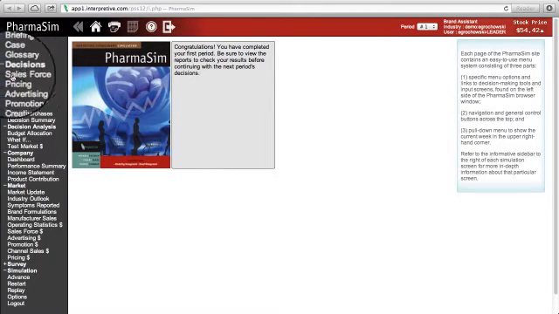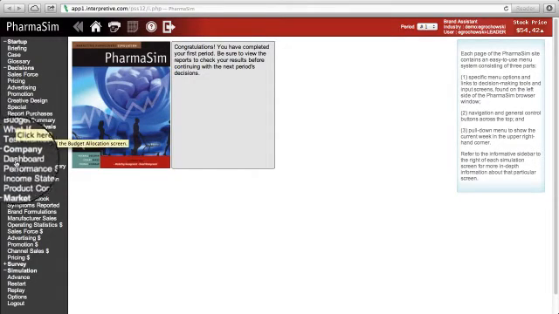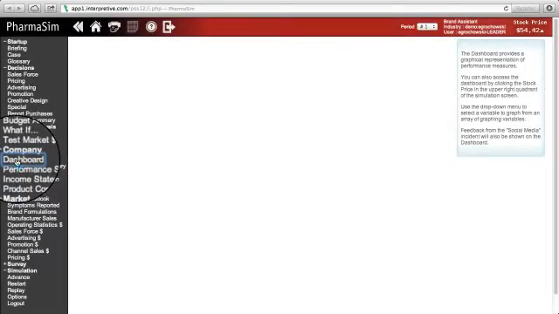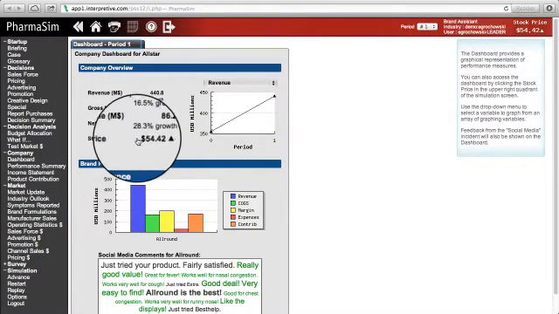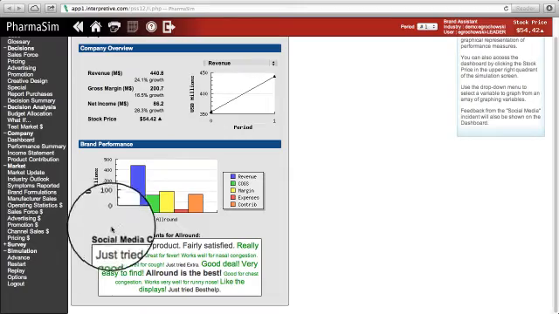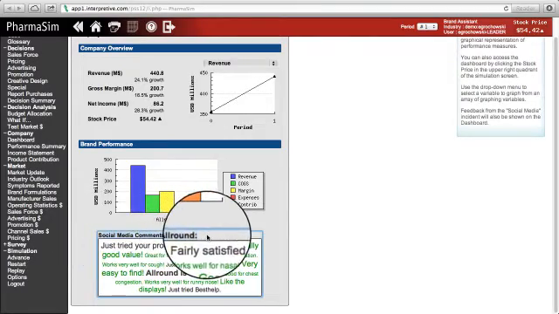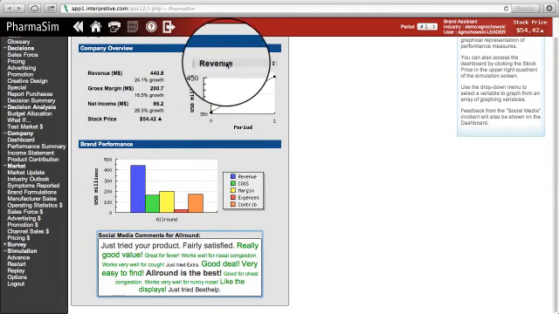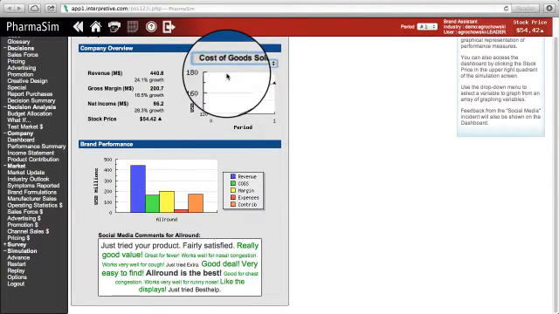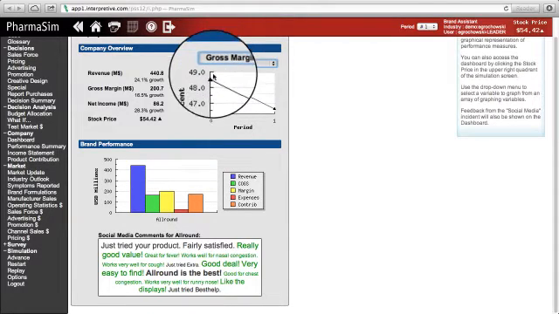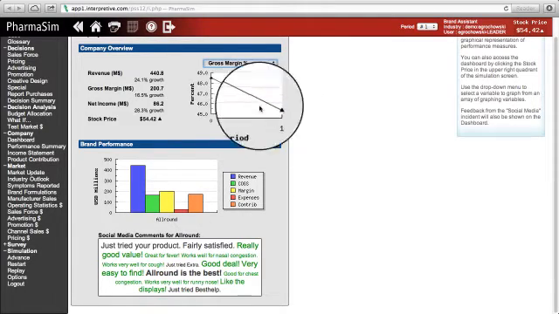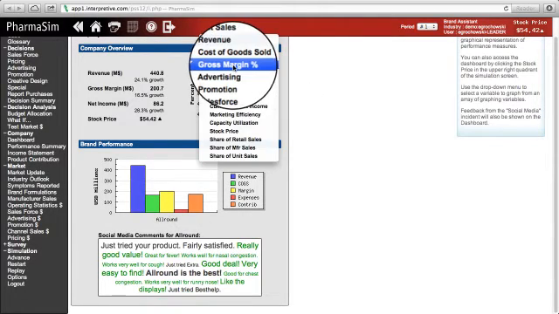Now, when it comes to moving forward for decision number 2, if I go to the dashboard, now I've got some data to look at. You can see what social media comments are for all around. You'll be able to see current revenue, what your cost of goods, gross margin. Okay, so my margin went down because I lowered my price.